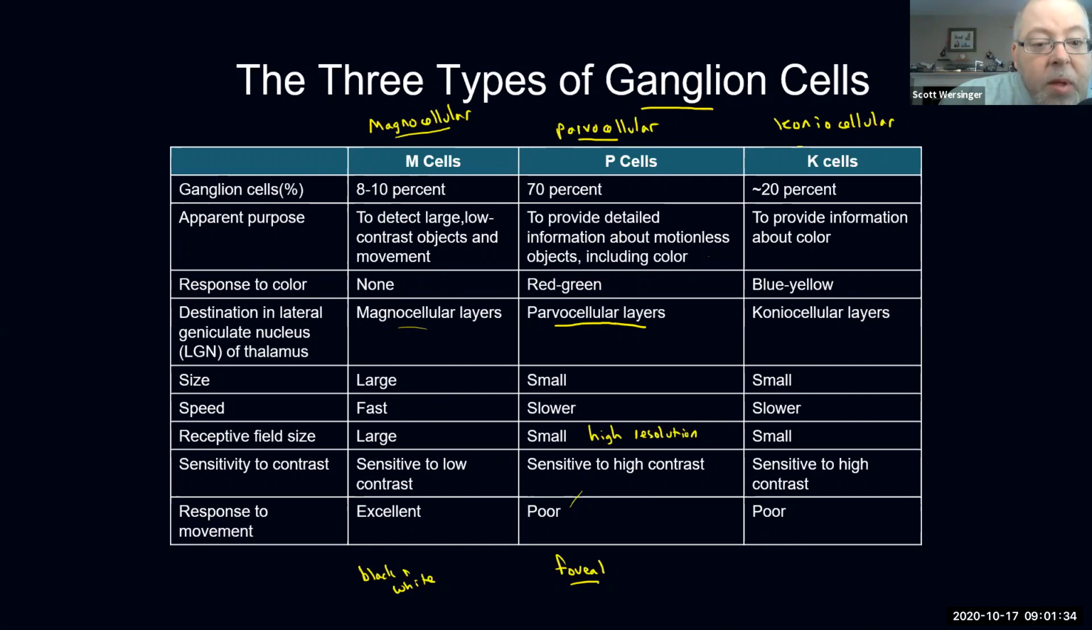we're working with movement, these have to be fast, right? They process very quickly. These have a large receptive field size. That's good in some ways. They have good sensitivity, but low resolution. All right. And in terms of response to movement, obviously, the magnocellular cells are very good at it.